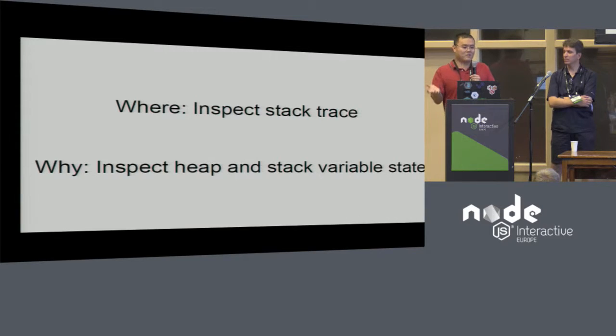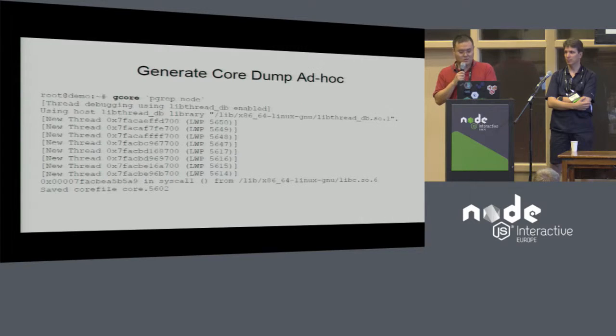And this is really helpful because in addition to a stack trace, which tells you where my app crashed, a core dump shows you why it crashed. You can inspect the heap and stack variable state as well. So even though you have a stack trace, you may not know the arguments or the state of all the variables on the heap. With a core dump, you can look at that. And this working group is really around providing the tools for you to be able to inspect all of that information.